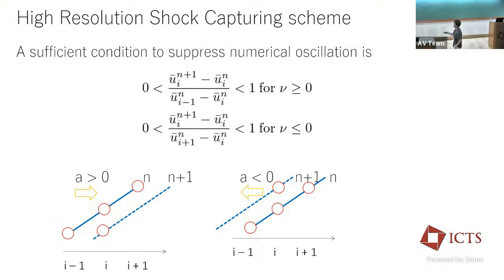What is the meaning of these equations? Here is a schematic picture for the propagation of the profile. For the positive case, you have an initial profile at step n, and it propagates in the right direction for positive A.